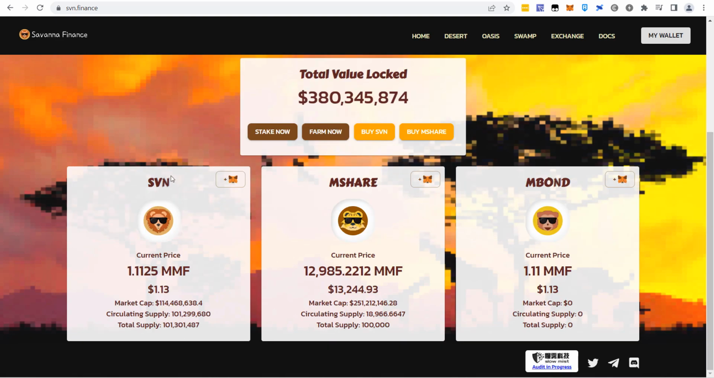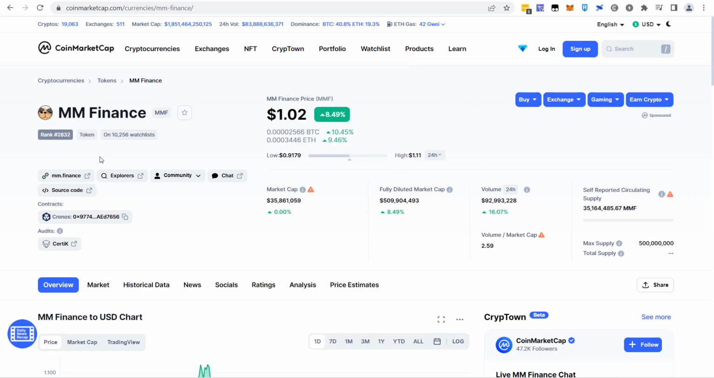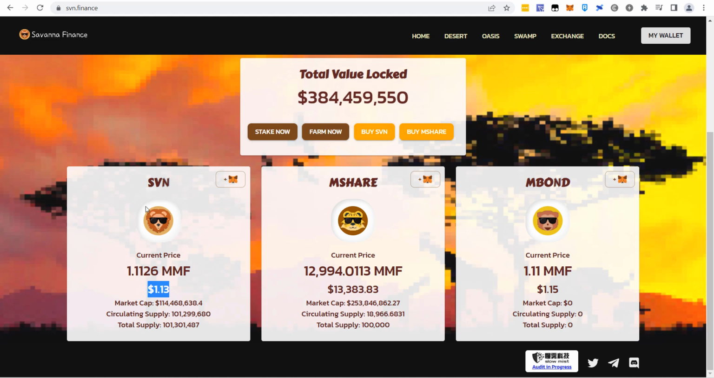So in this particular algorithmic stablecoin, the SVN token is pegged to a token called MMF. Right now, one SVN token is valued at $1.13. One MMF token is valued at $1.03, which means SVN is not 1-to-1. It's one SVN to every 1.1126 MMF. Right now, SVN is overpegged, and this is when these projects are very, very profitable.